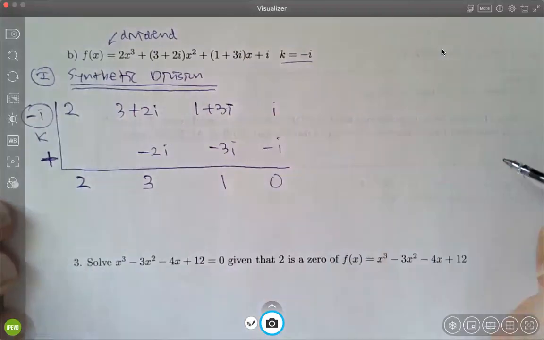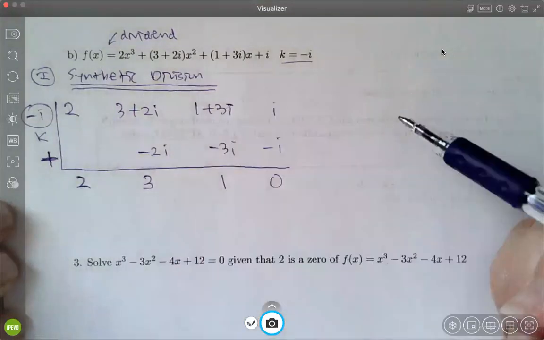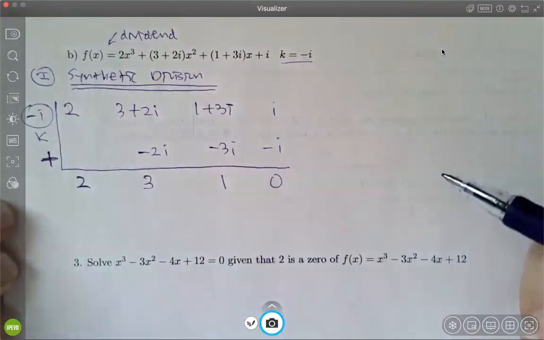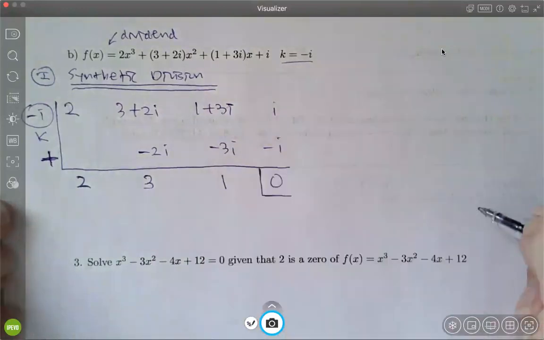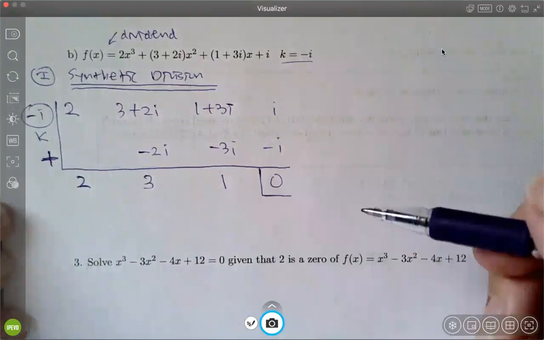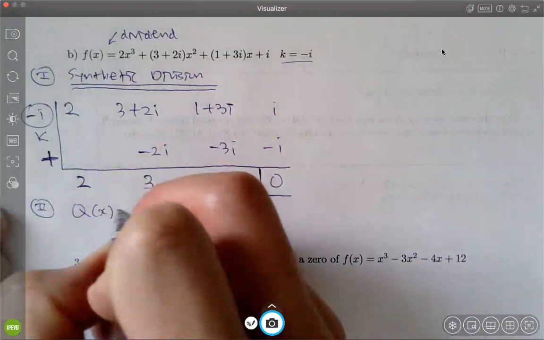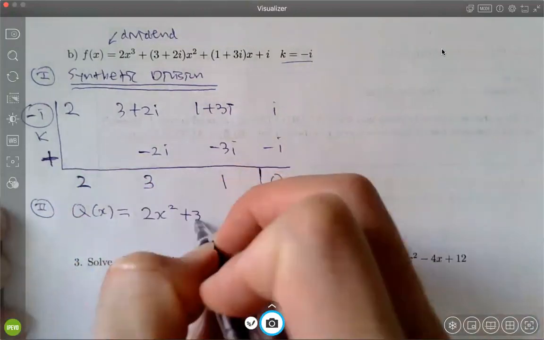Okay, so what do you notice here? Even though we started off with very ugly looking expressions, once we apply the synthetic division, all the numbers are really good, right? Now, again, 0 is the remainder, but is that surprising? No, because negative i was a 0, remember. So of course 0 is expected. So instead of looking at the remainder, we look at the quotient. So what's the quotient? It's 2x squared plus 3x plus 1. Okay, so that's the quotient.